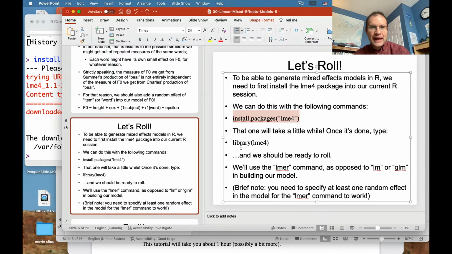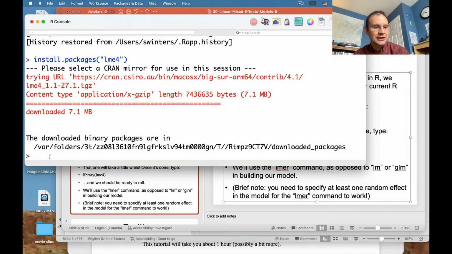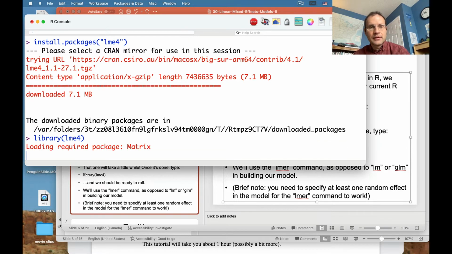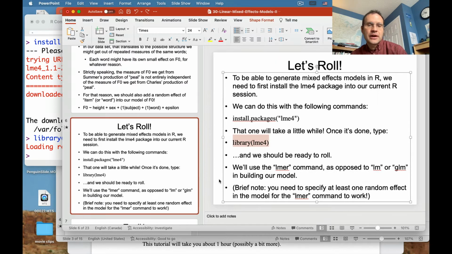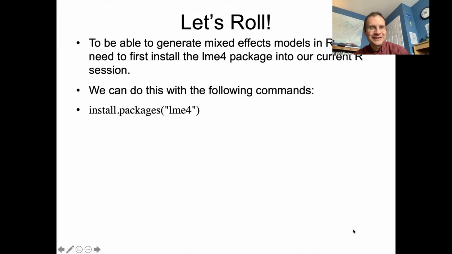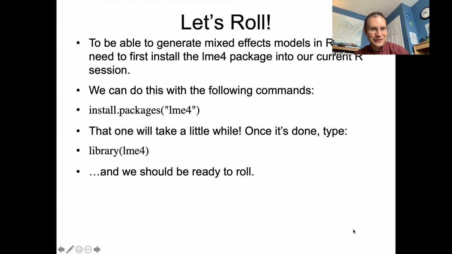Having done that, we need to make sure R can access the commands that get used in that package. So you use the library command for that, and then you specify LME4 within the parentheses. And then this might take a little while, but no, it's done too. All right, so now we're ready to go. Didn't take that long at all, so I'm not going to edit that out. And hopefully you enjoyed the boringness of watching that.